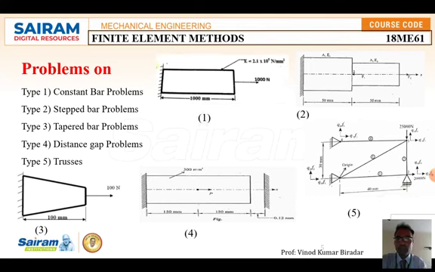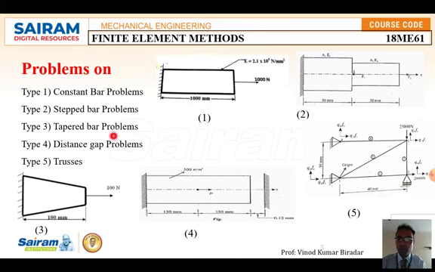Look at the constant bar, I have shown the images also. Constant bar means the area should be constant. So look, this is a constant bar section. This type of problem we are going to call a type 1 problem, that is a constant bar problem. We are going to solve it by using the elimination method or penalty method. Stepped bar means, look at this diagram, it shows the stepped bar problem. Here one element diameter is larger and the other diameter is smaller. This type of problem we are going to call a stepped bar problem.